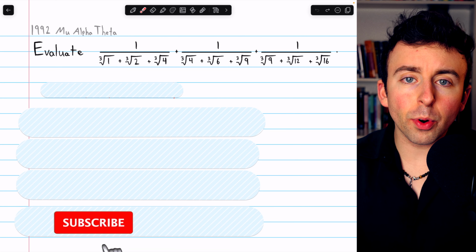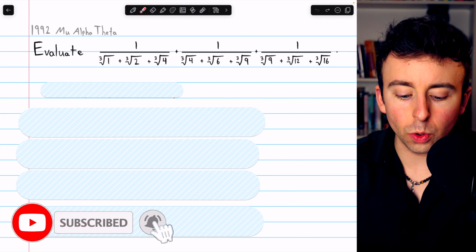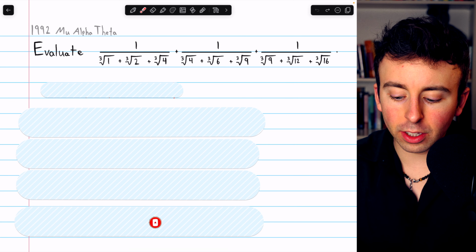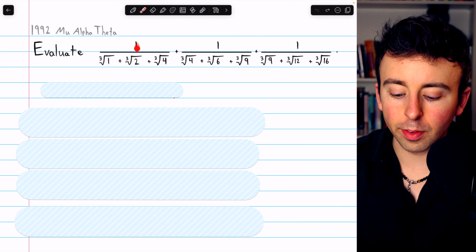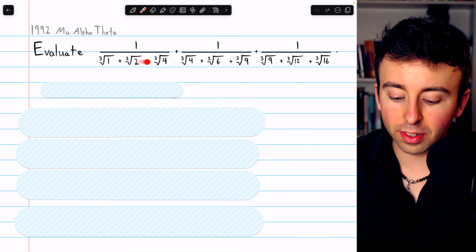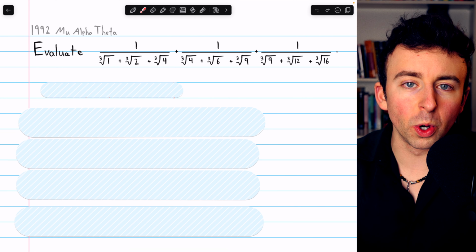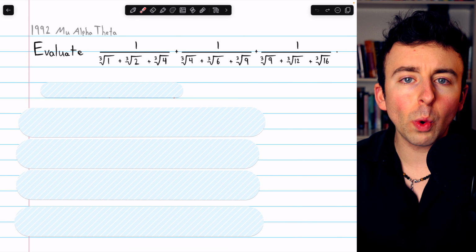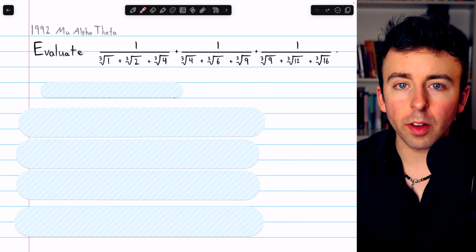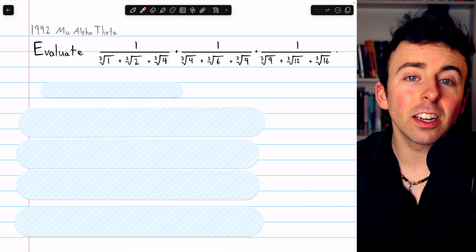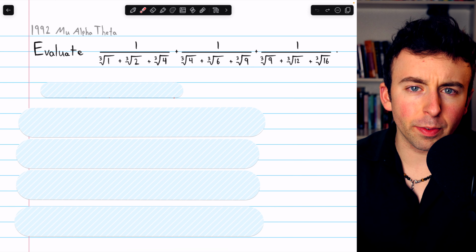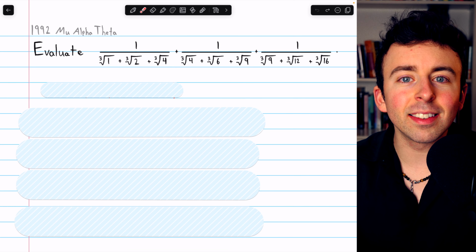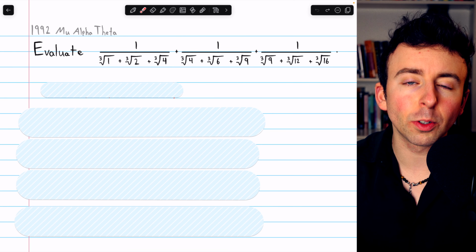Here's an interesting problem from the 1992 Mu Alpha Theta competition. We are asked to evaluate this sum of reciprocals of sums of cube roots. Now, for a problem similar to this that had square roots, we might be able to solve it by multiplying by the conjugate, which involves the difference of squares factorization. And that's what might clue us in to consider the difference of cubes factorization.